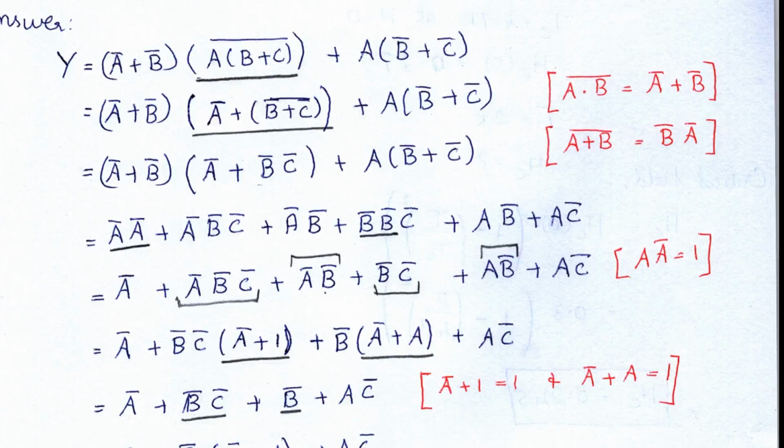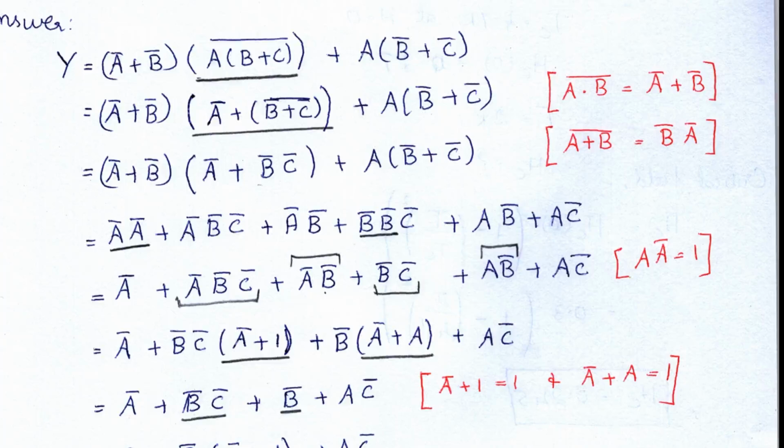Now we will multiply the first two terms. So we will be getting A bar plus A bar B bar C bar plus A bar B bar plus B bar C bar plus A B bar plus A C bar. Now the terms A bar will become A bar, and also B bar term will become only B bar. So we will end up with A bar plus A bar B bar C bar plus A bar B bar plus B bar C bar plus A B bar plus A C bar.